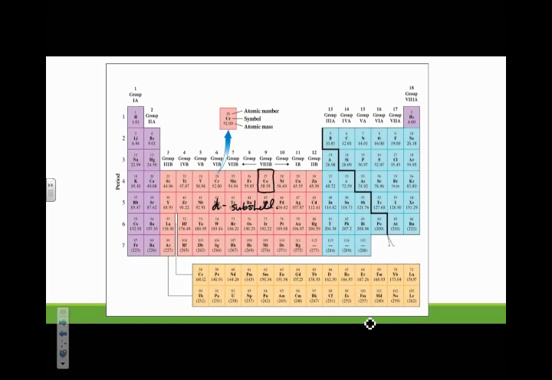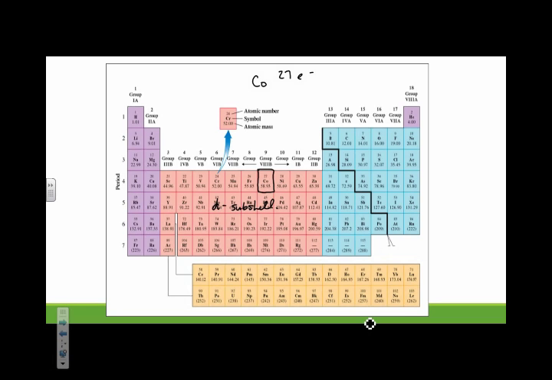I also notice that cobalt has 27 electrons. How do I know that? Well, it's not an ion, so it's a neutral atom, so it has the same number of protons as it does electrons. So we're looking at cobalt, which has 27 electrons, and we need to figure out where all 27 of those go.